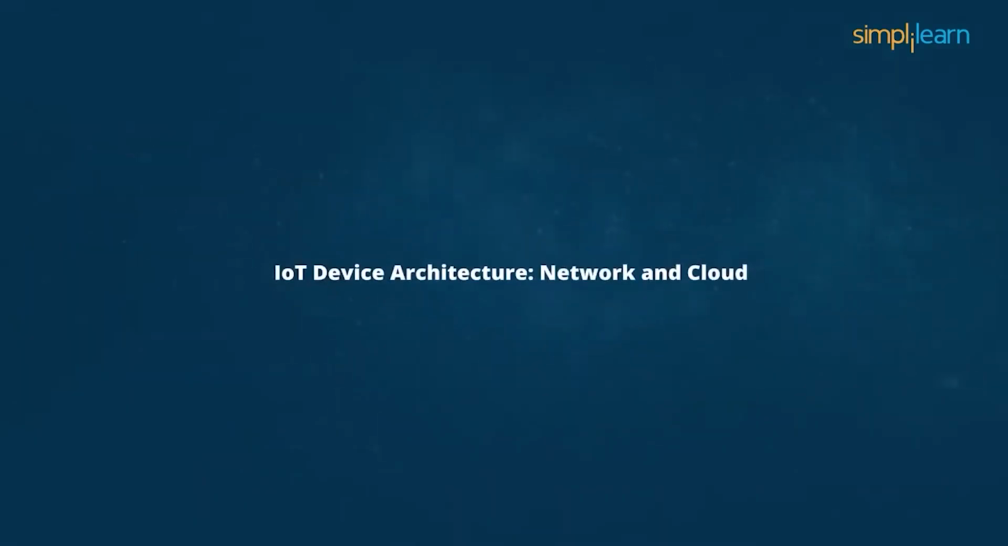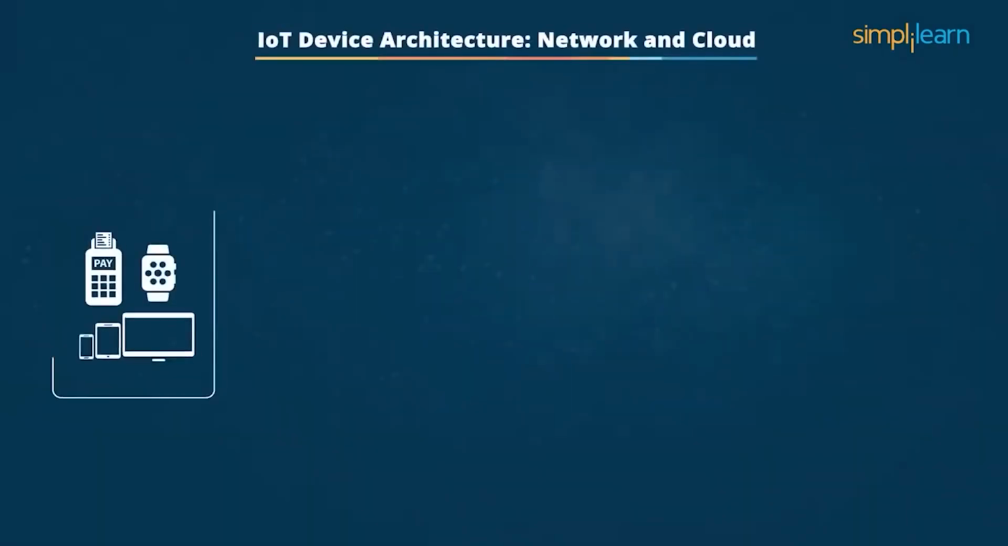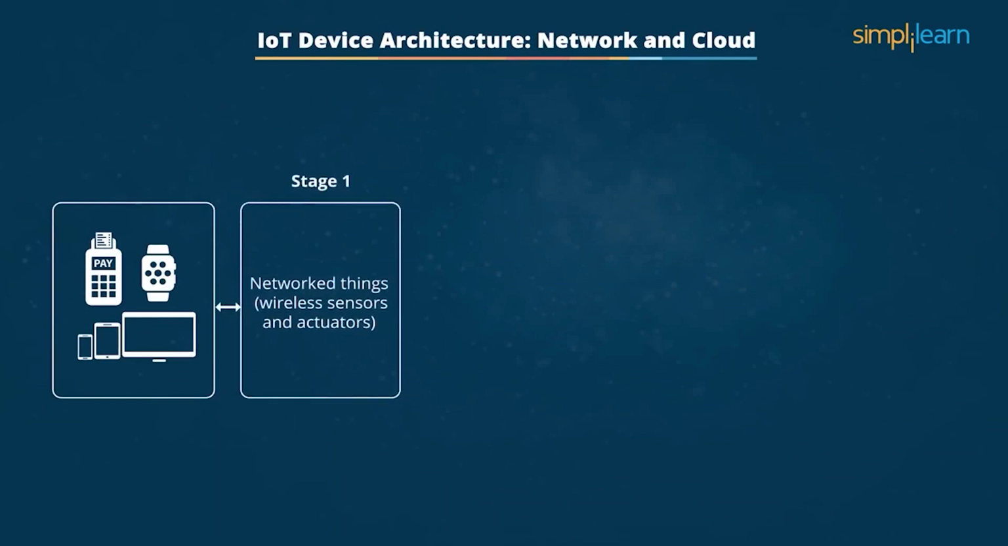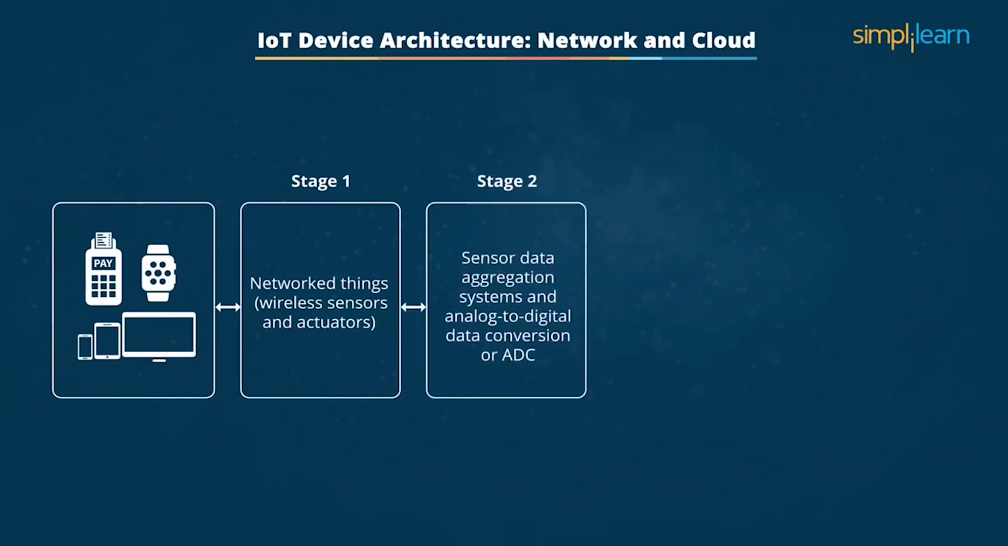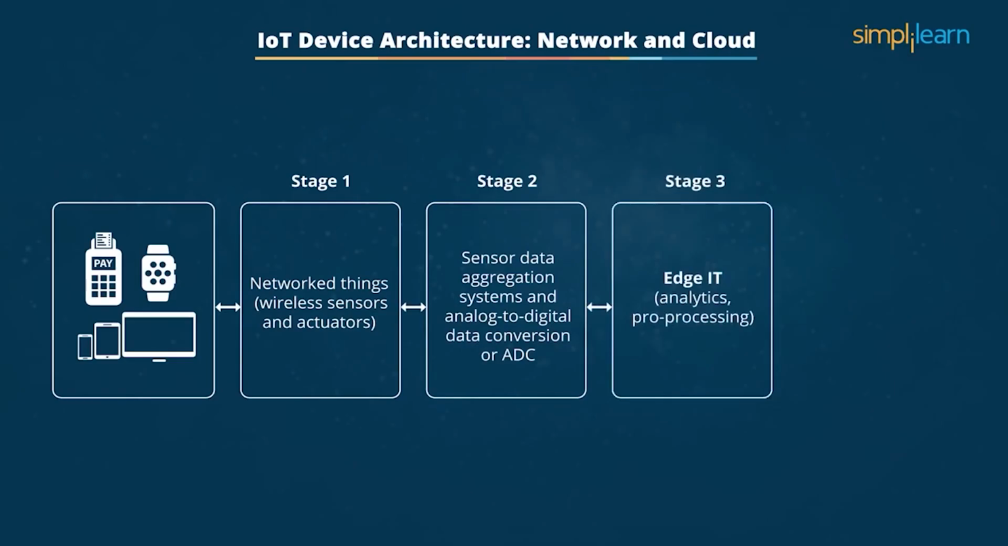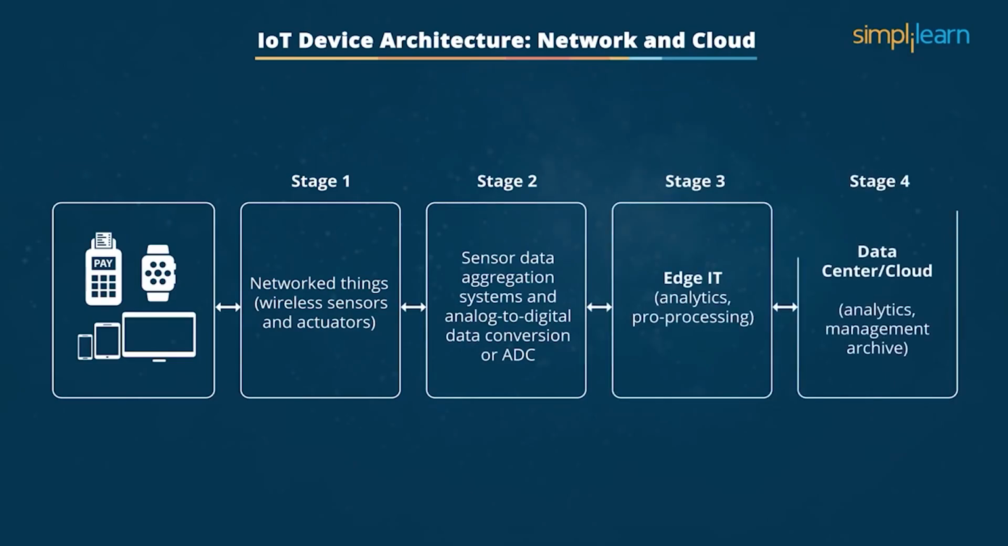IoT device architecture, network, and cloud. There are 4 stages of integrating the different IoT processes. Stage 1, network things, wireless sensors and actuators. Stage 2, sensor data aggregation systems and analog to digital data conversion. Stage 3, the appearance of edge IT systems. Stage 4, analysis, management, and storage of data.